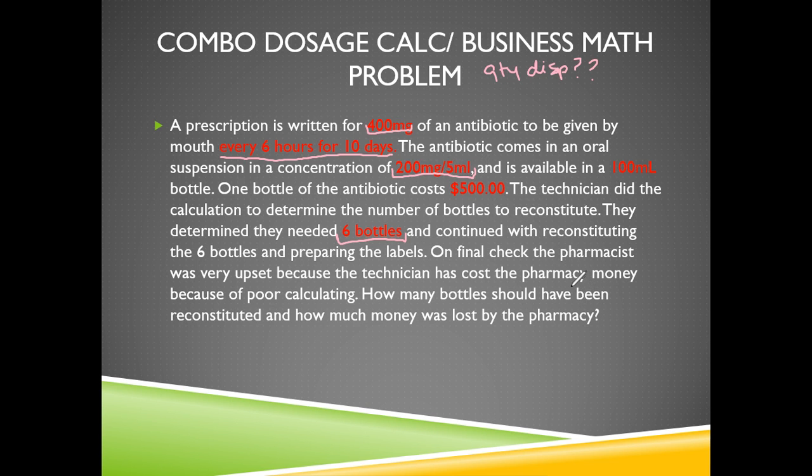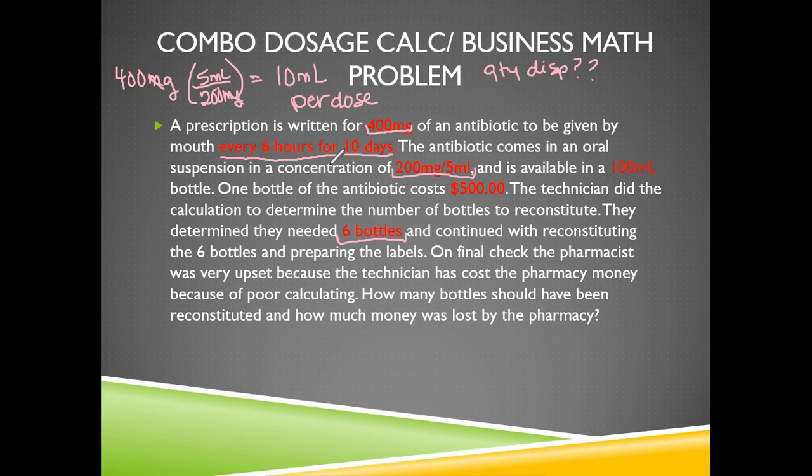So I need to know how much of that 200 milligram per 5 mL suspension is needed to satisfy the entire prescription. So if I know my dose is 400 milligrams, and for every 5 mL, they're getting 200 milligrams, my milligrams will cancel, so I have 400 times 5 divided by 200. That gives me 10 milliliters for one dose.